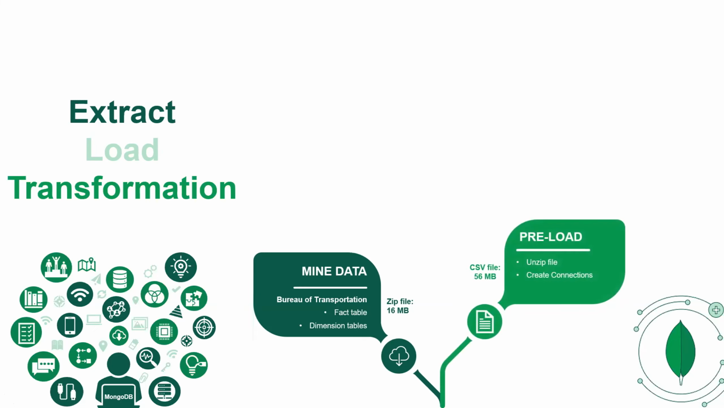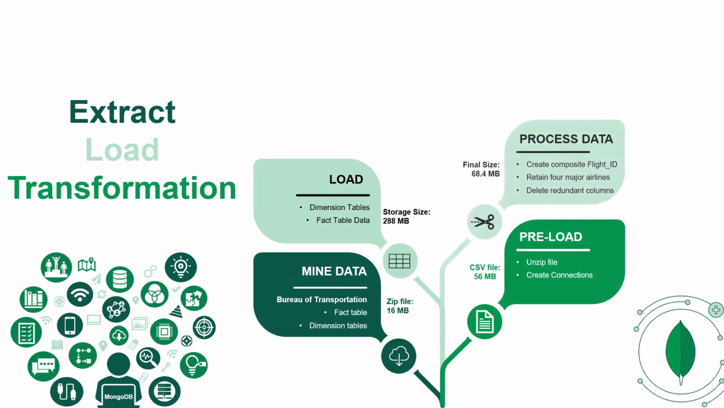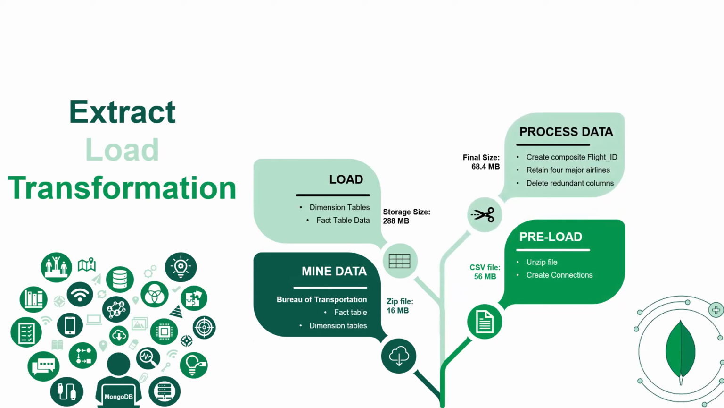Then when we uploaded the file to MongoDB, you can see the storage exploded to 288 megabytes. There are a few reasons for that. There are multiple airlines, so we have to filter and retain the 4 major airlines for all analysis. And because we are migrating from the star schema, there were a lot of redundant columns that had to be trimmed out. Eventually the final size was reduced to 68 megabytes.